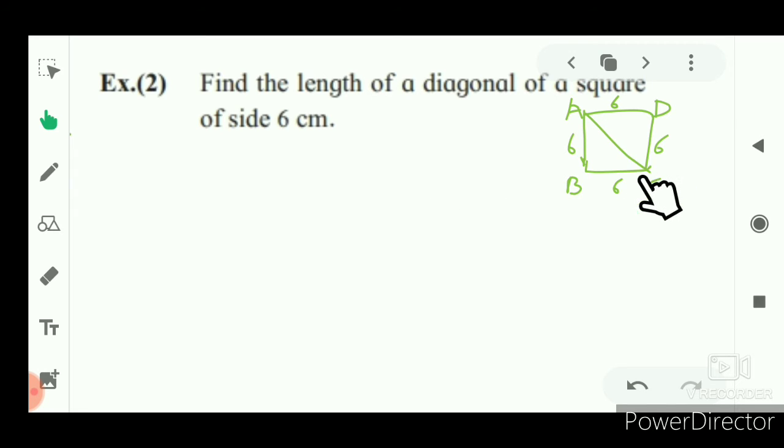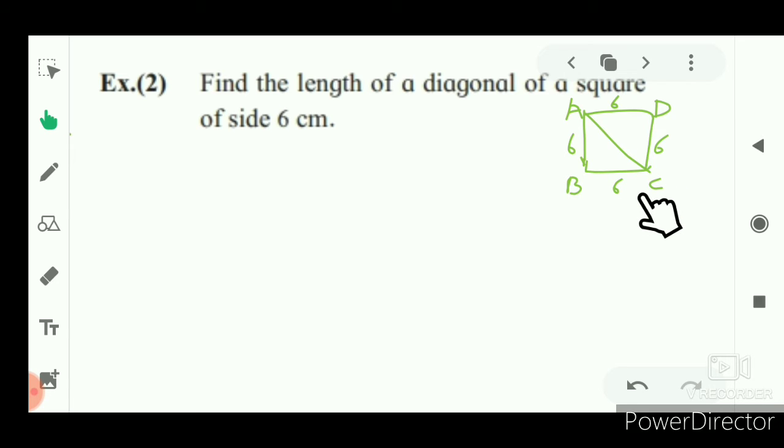Here the diagonal is AC. We have taken the names by our own choice. You can take any name, PQRS, WXYZ, or any name you can choose here. I have chosen ABCD. So the sides are given as 6 centimeter. All sides of a square are of equal length, so all the sides are 6 centimeter, and we have to calculate the length of diagonal AC.